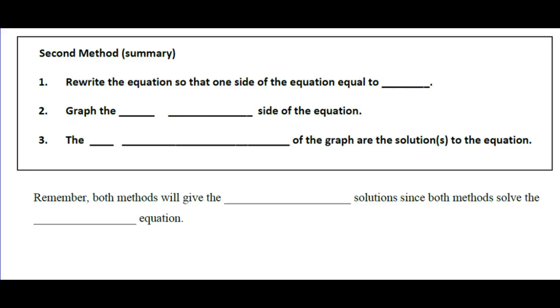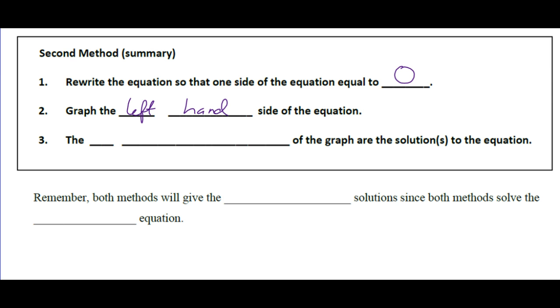Second method, rewrite the equation so one side of the equation is equal to 0. Graph the left side, right? Because we're going to make the left side the one that has something, the right side of the equation being 0. Graph the left-hand side of the equation, and the x-intercepts of the graph are the solutions to the equation.